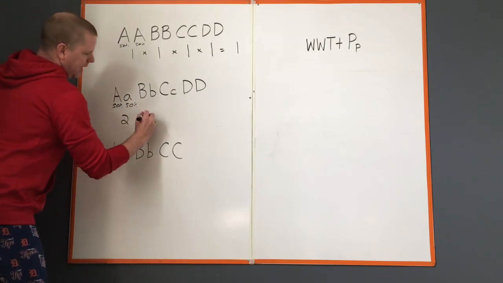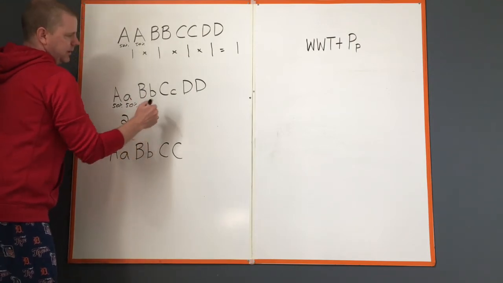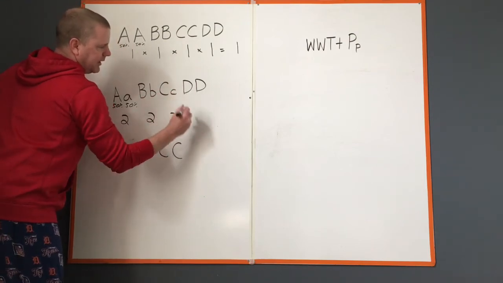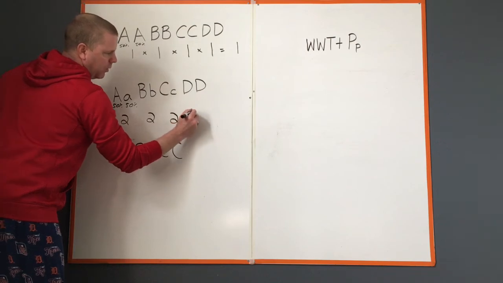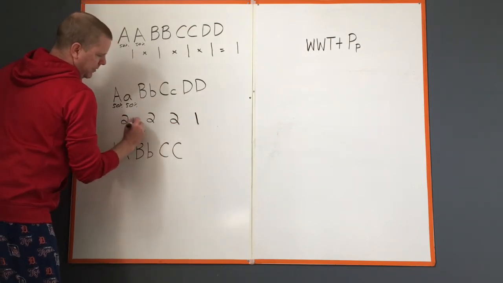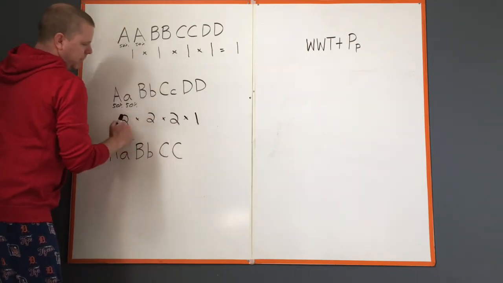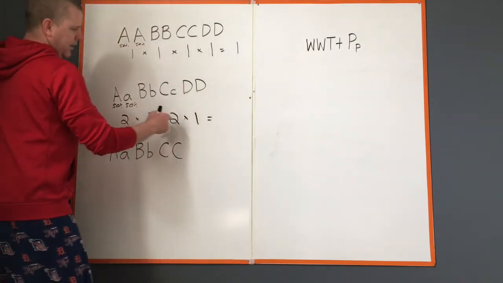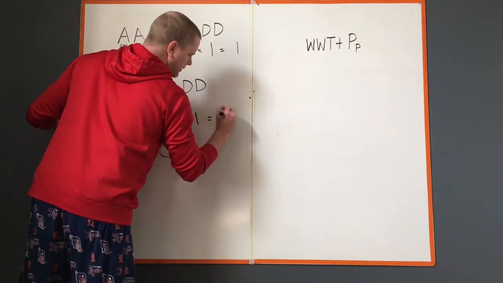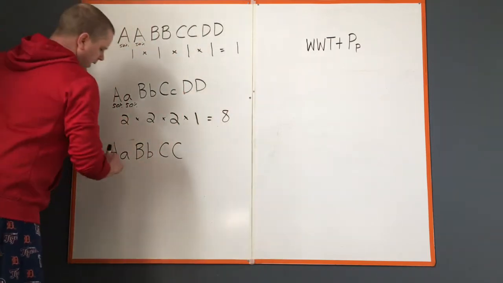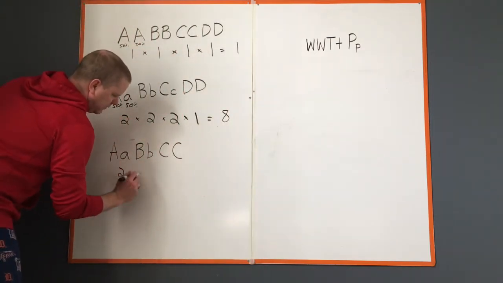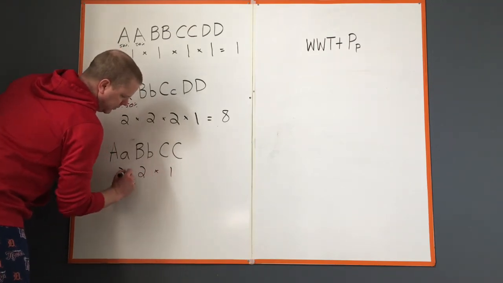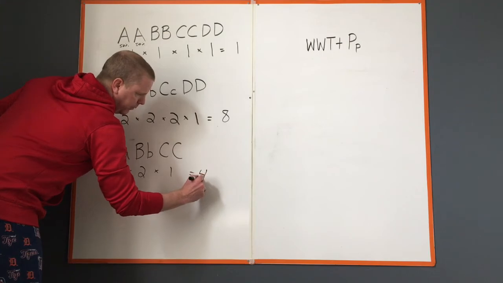Big B, little b, again, 2 distinct possibilities. Big C, little c, 2 possibilities, but for big D, it would be a big D no matter what, so only one possibility. Again, we take those things and multiply them together. 2 times 2 times 2 times 1, that would give us 2, 4, 8 times 1, and that is 8 different possibilities. Here we have 2 possibilities, 2 possibilities, 1 possibility. 2 times 2 times 1 would be equal to 4.